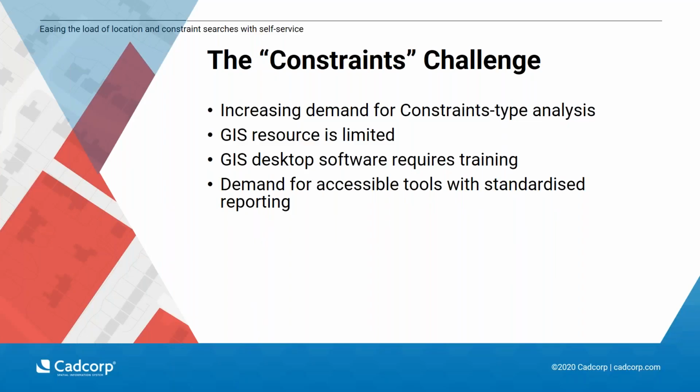So the challenges that come with this type of constraint search come in the form of increased demand for constraints types analysis. You might have limited GIS resources to perform these searches. They can be quite intense and need a lot of GIS resource to find where the data is and plug it into the GIS that you're using. And the GIS desktop software has the same capabilities, but requires users to be trained in it. And there's also a demand for accessible tools with standardized reporting. So just because your GIS is used for analysis, it's not necessarily the best method of presentation of that information.